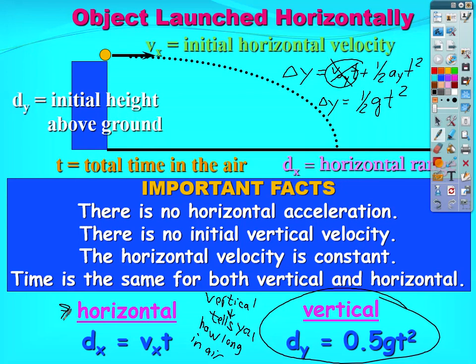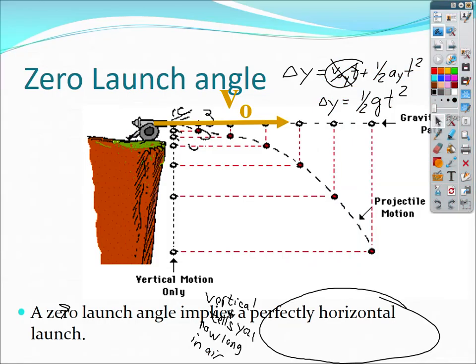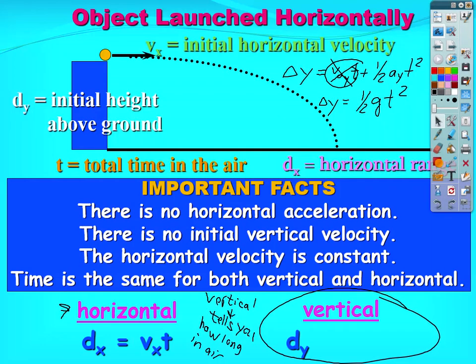The vertical tells you how long it's in the air, because even if you go back and think about the prior slide, I'll go back to it real fast. If there was no gravity, the horizontal component would never land. So how strong gravity is tells you how quickly that object will come to the ground, how long it'll take to get there. That is very important. You usually start with this y equation.